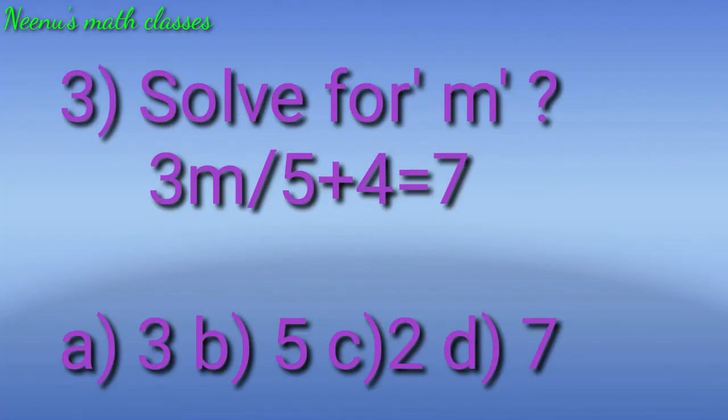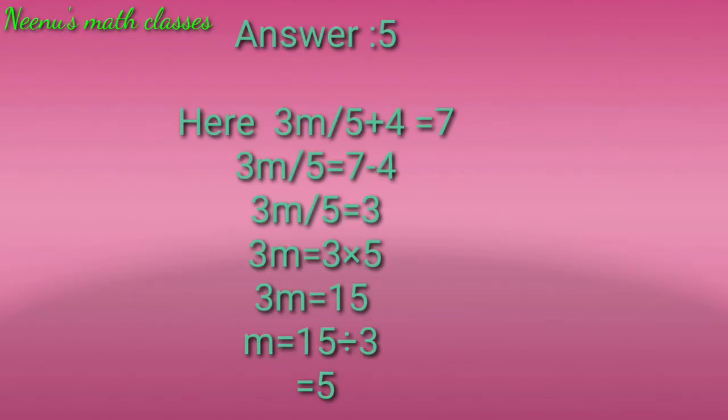Third question, solve for m. That is 3m by 5 plus 4 equal to 7. We want to find the value of m. The options are 3, 5, 2 and 7. Its answer is 5.